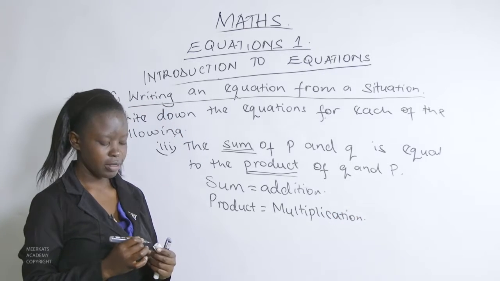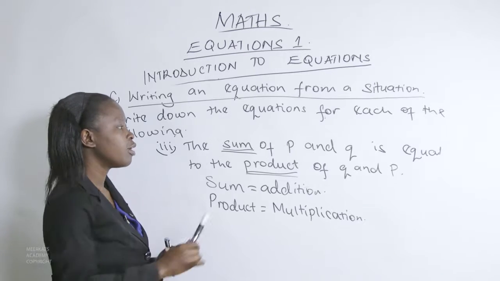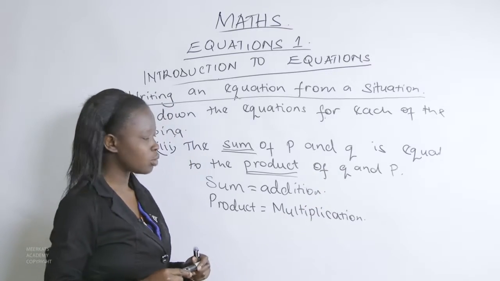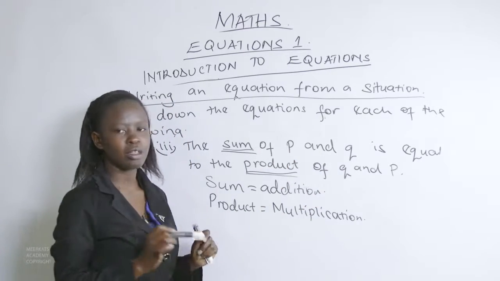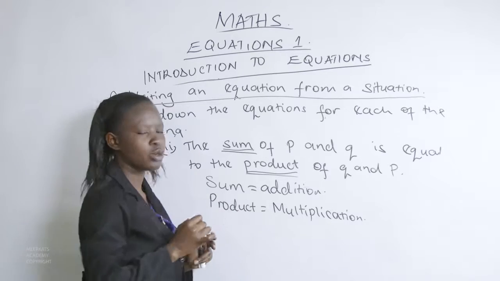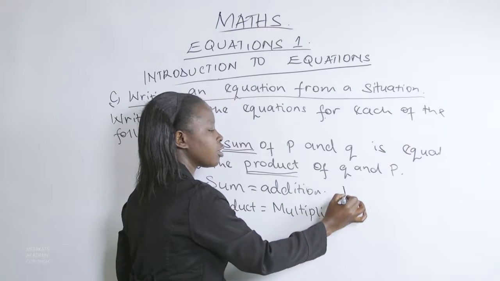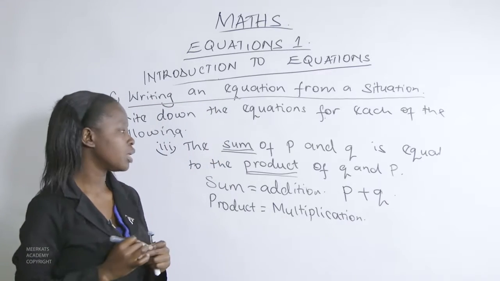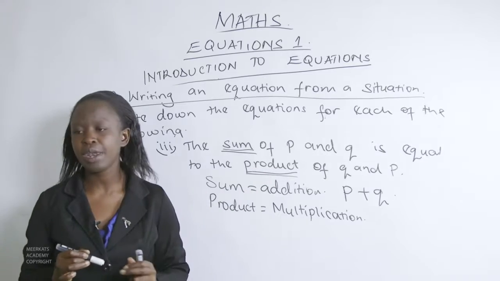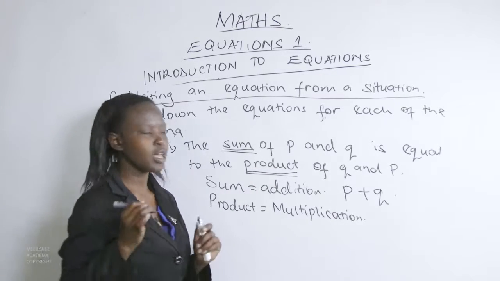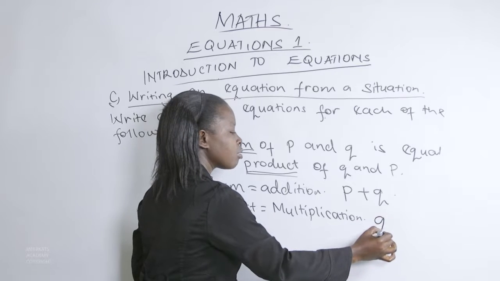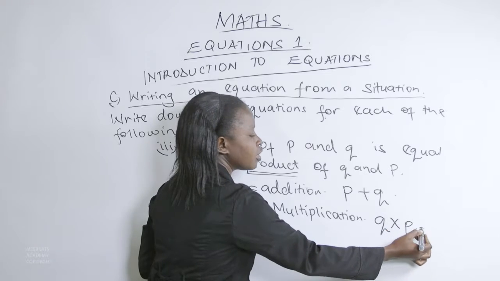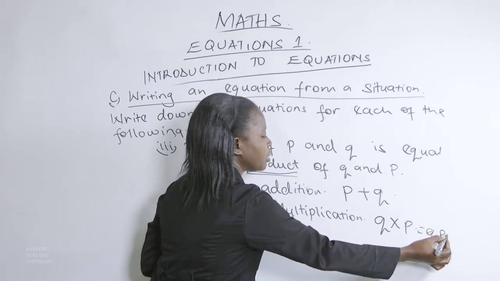So in the first situation, we have the sum of P and Q. We are saying sum is addition, so the sum of P and Q is P plus Q. Then next, we need to get the product of Q and P. Product of Q and P simply means we are multiplying, so we have Q times P. So Q times P should give us QP.